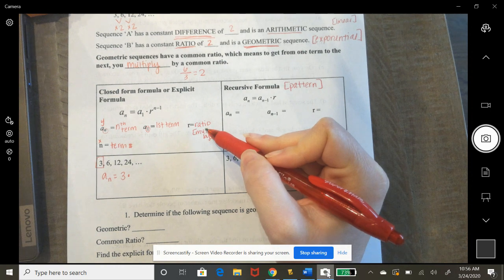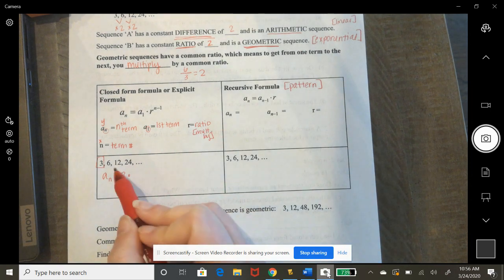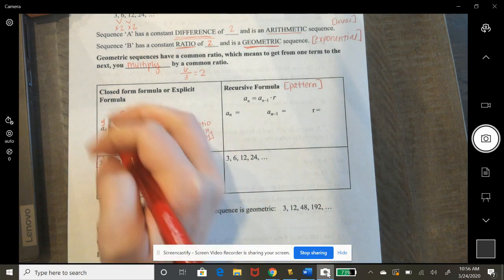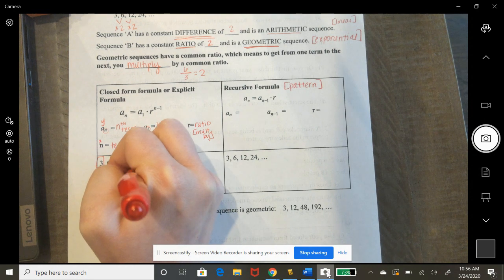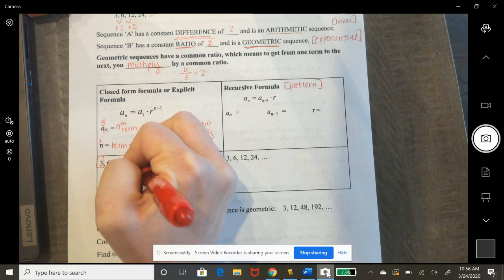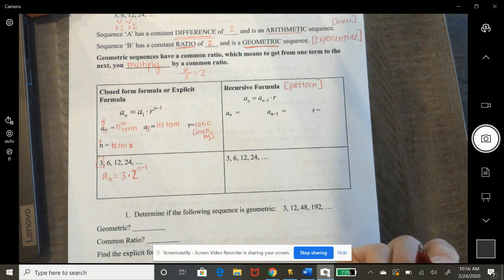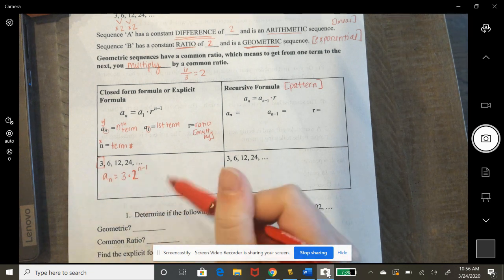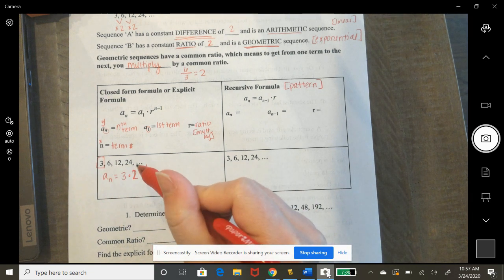Okay, times r. So r is your common ratio. So this was multiplying by 2, so my common ratio is 2. Okay, and then we're going to leave our exponent as n minus 1. That's just finding the function. You're not plugging any specific value in. It's just our function to go along with this sequence.